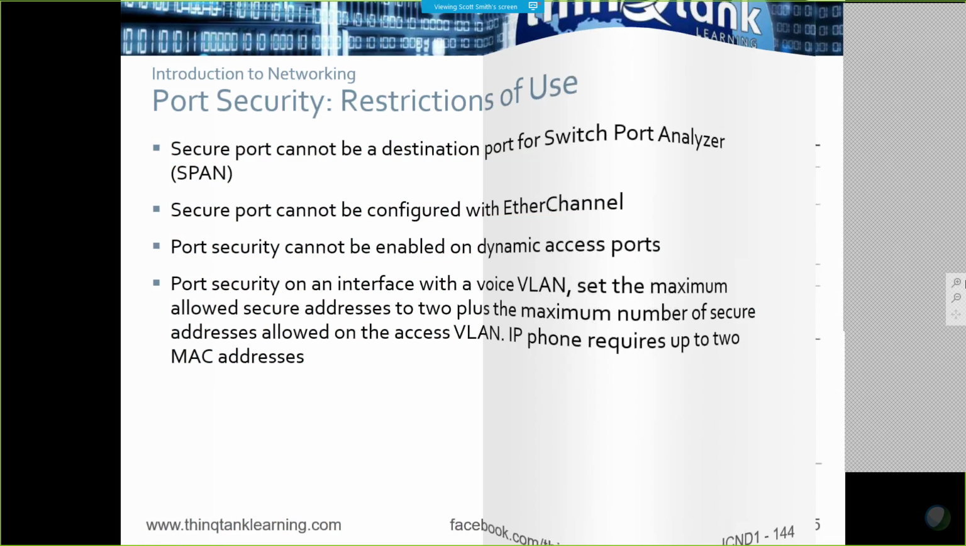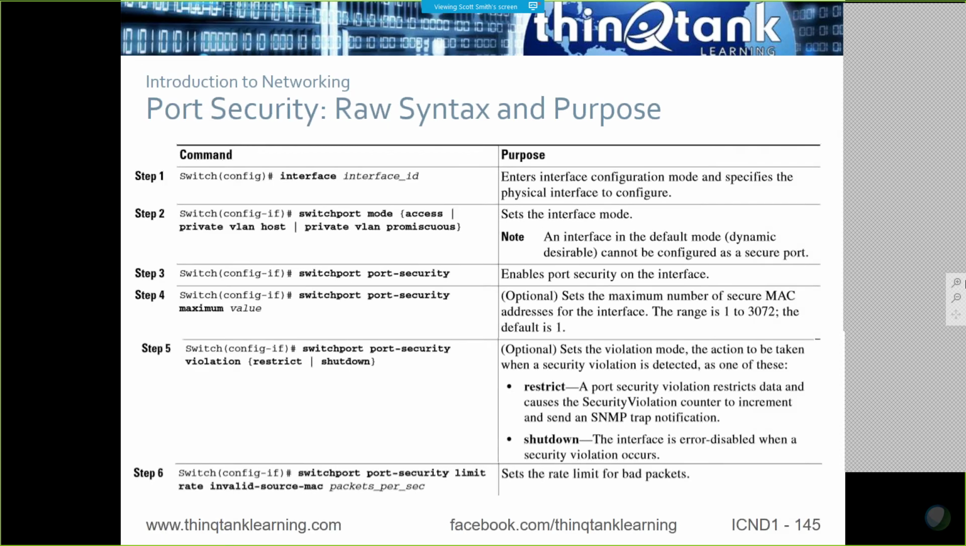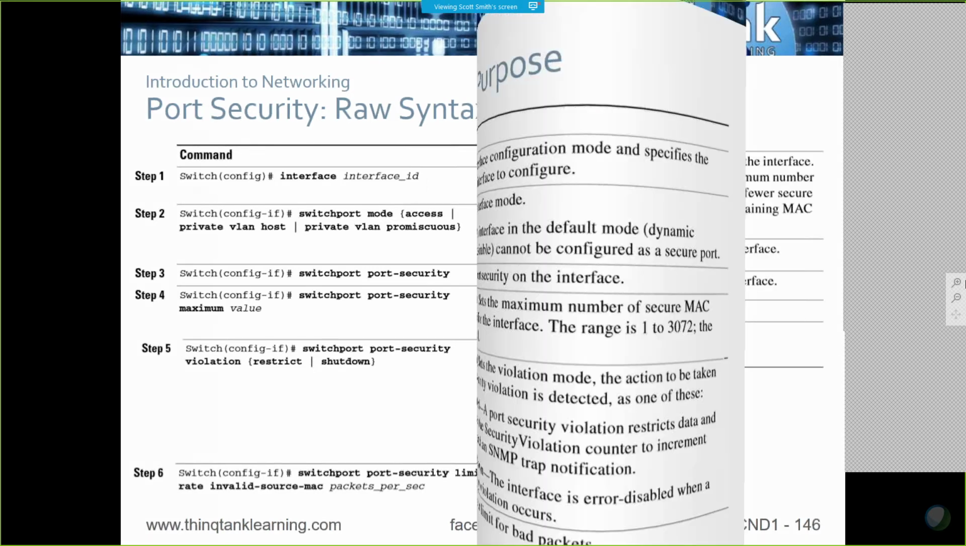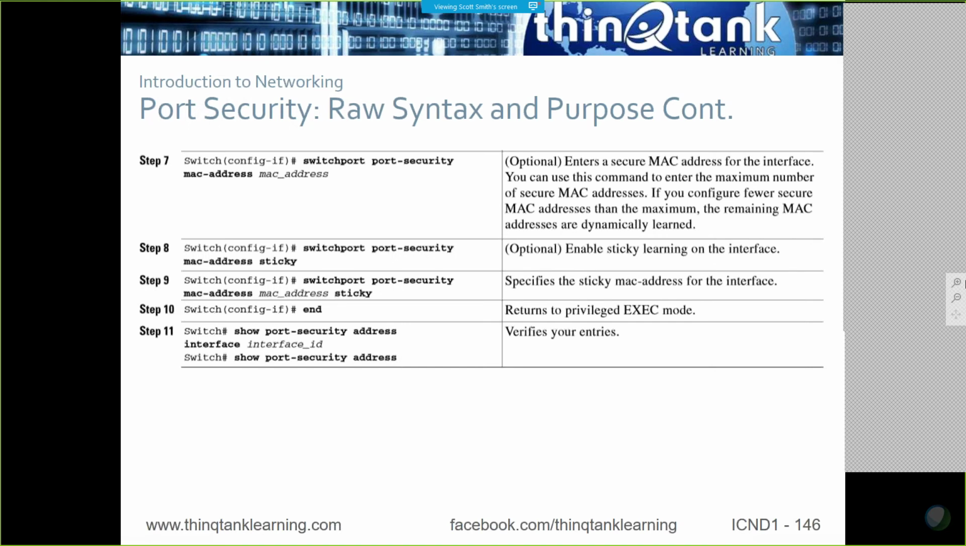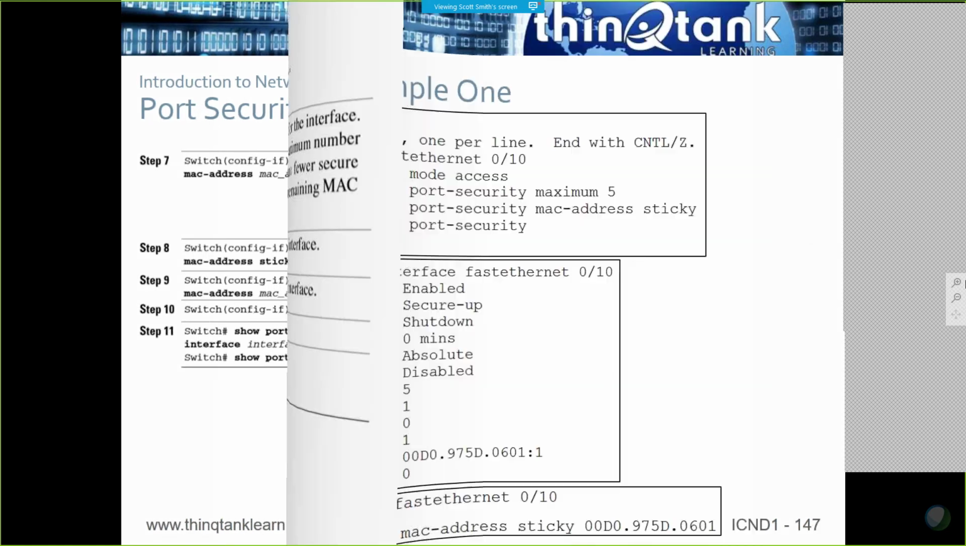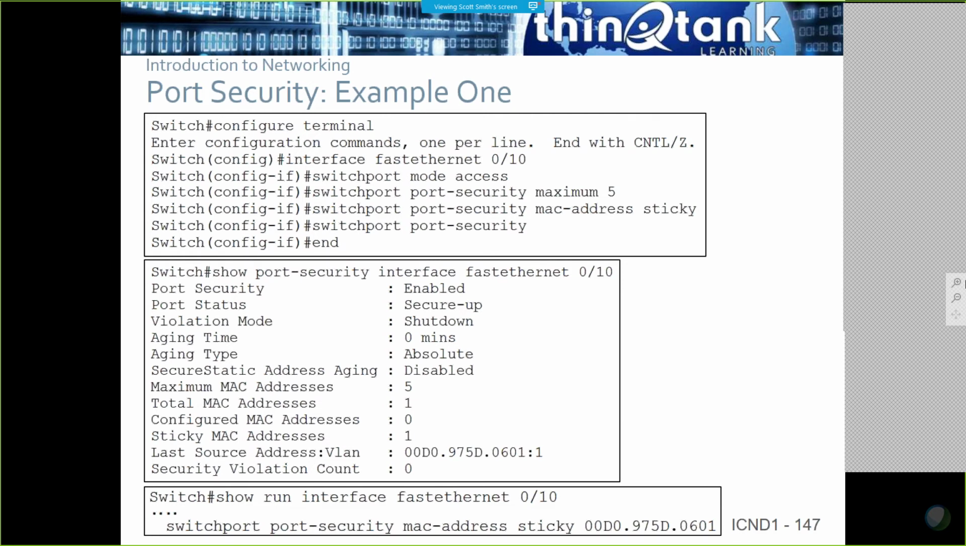All right, now the other thing that I did for you guys in the courseware here is I gave you essentially the raw syntax for port security and what those commands are used for. We're not going to go through each of those individually. That's for your information. We are going to look at some configuration examples though. All right, so let's go over to slide 147 and take a look at some configuration examples. The raw syntax is just there for future reference. Okay? So here we go.